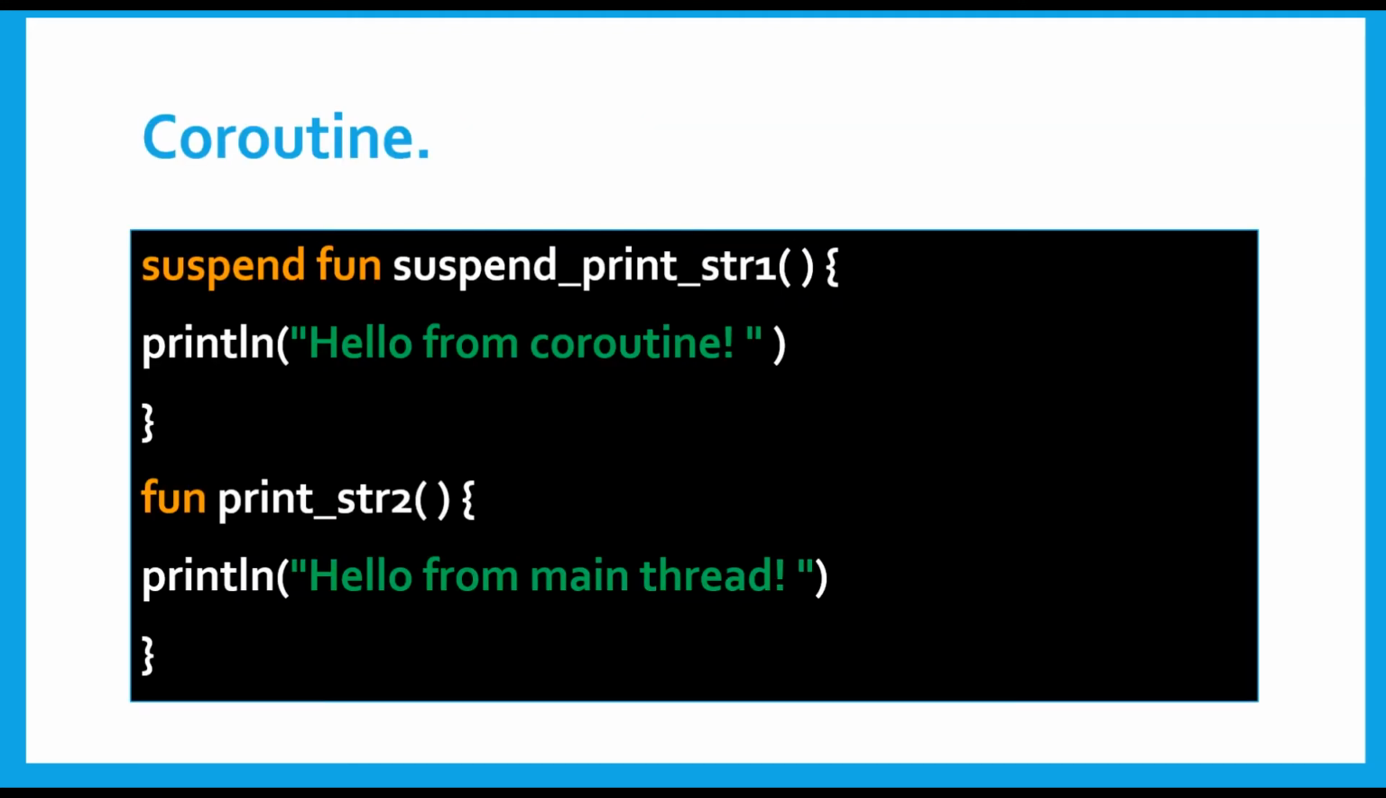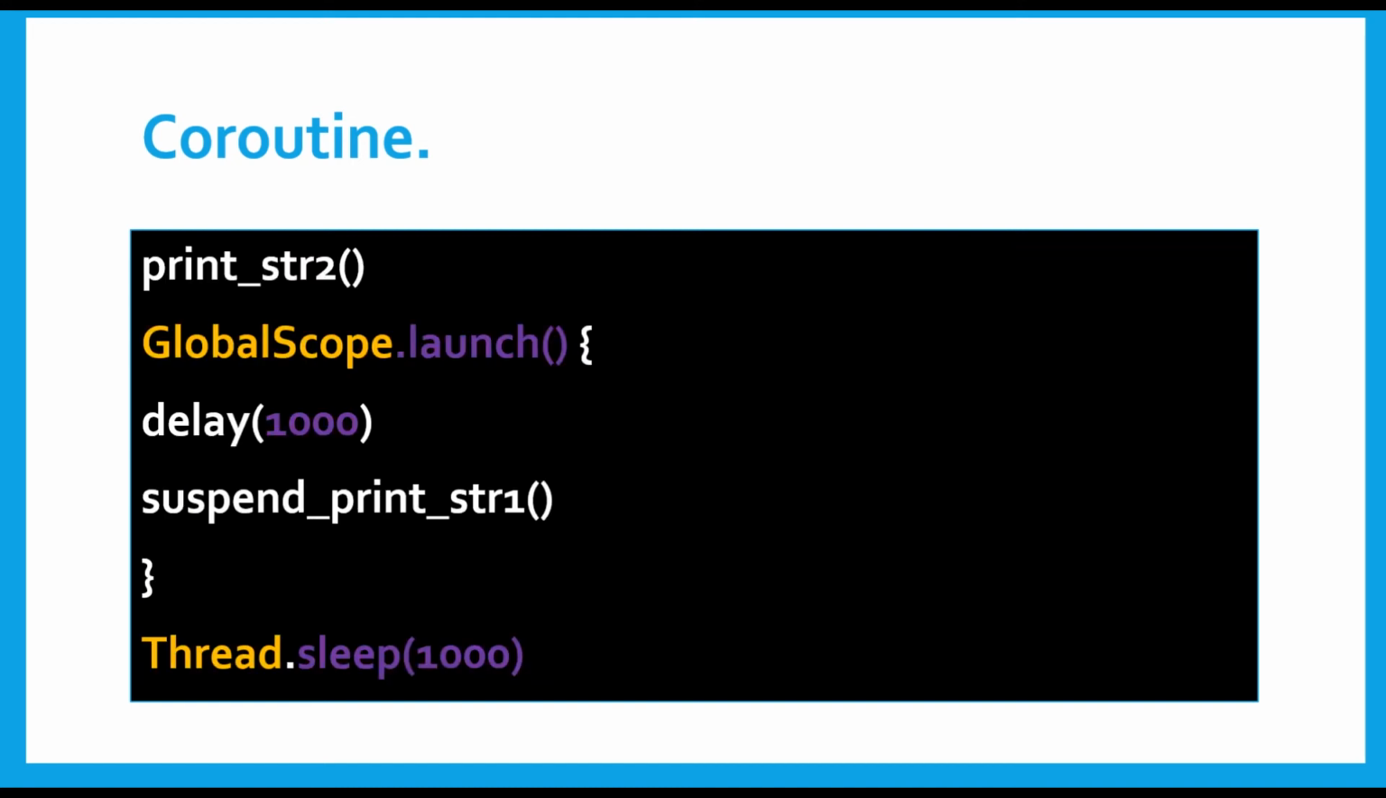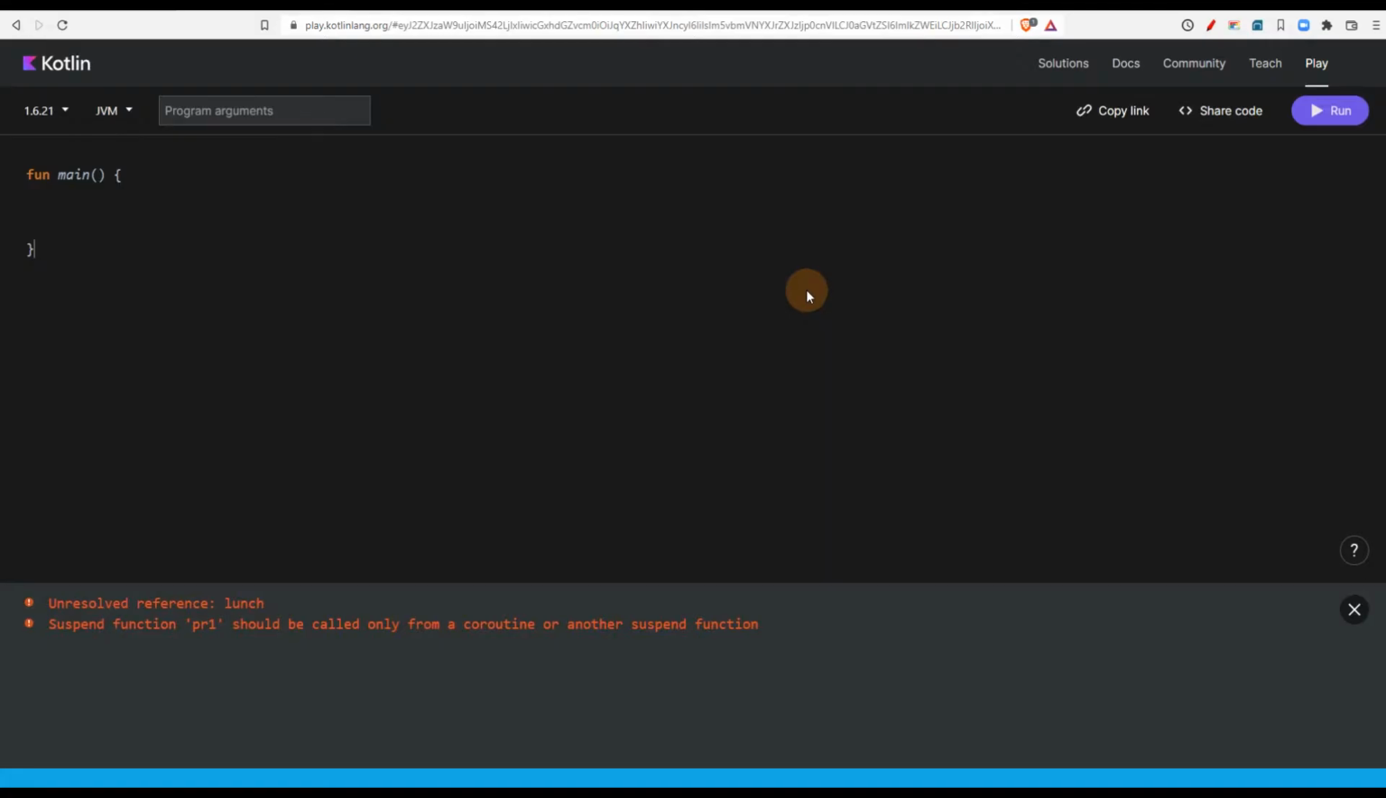So here is an example of how to declare a suspend function. Here is the keyword suspend before the keyword fun, and if you want to execute that, we have to use the coroutine scope. A suspend function can only be run inside of a coroutine or inside of another suspend function. I will show you an example of how to use that.